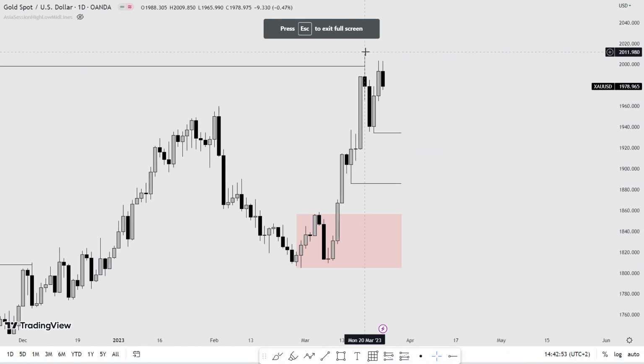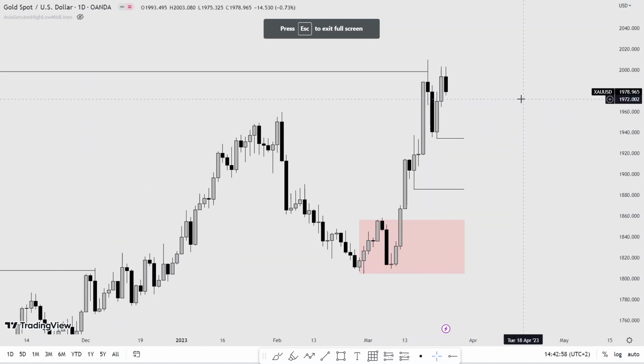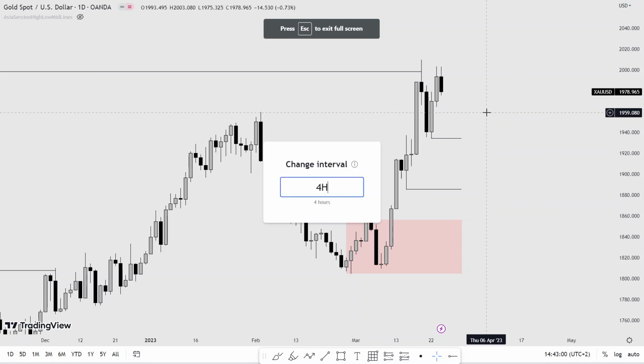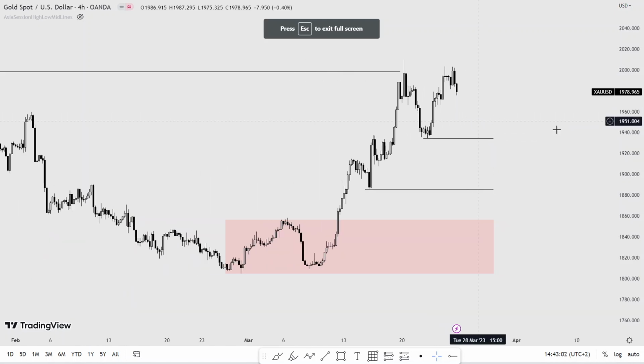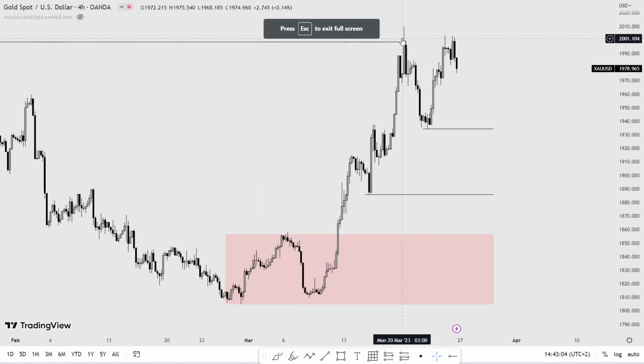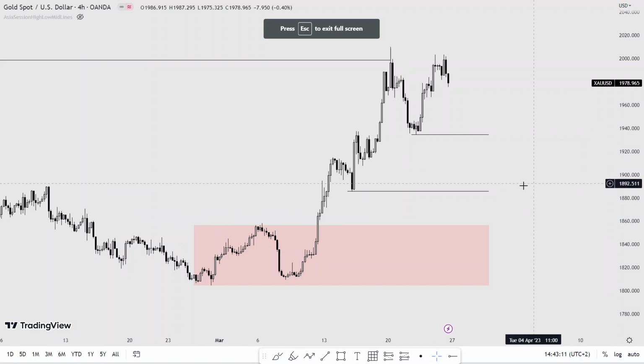Since we saw price trading above here and then trading lower, we can expect this move as being the retracement. So on the 4 hour, we can see that we have a clear QM pattern right here, and even if we look at the structure, it's going to make things a lot easier for you to understand.